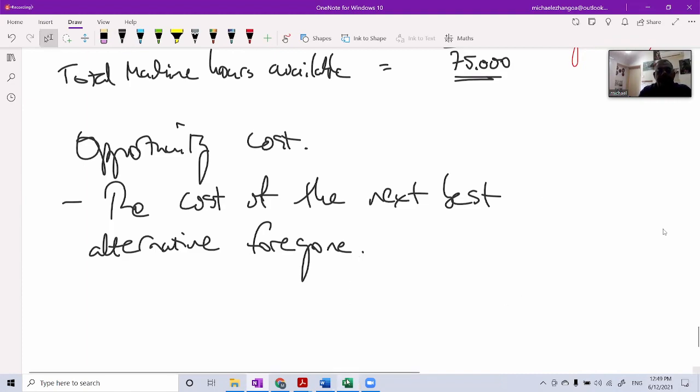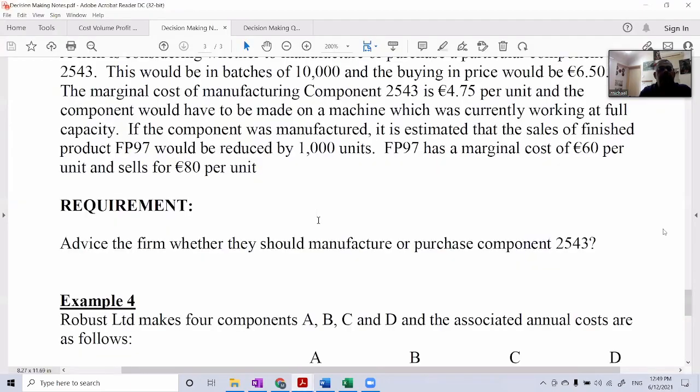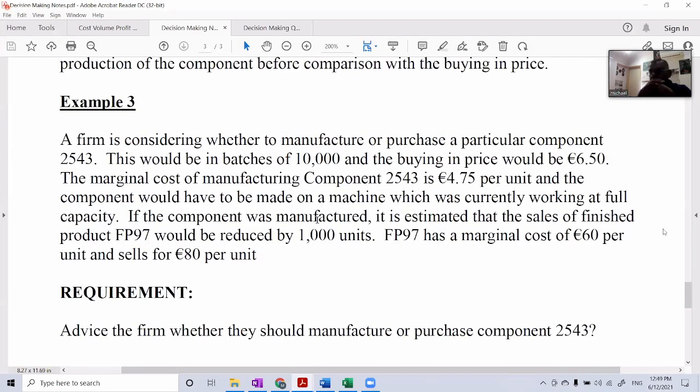Okay, now back to this example 3. It says a firm is considering whether to manufacture or purchase a particular component. The name of the component is 2543. It's a code, I guess. It's in batches of 10,000. Buying-in price will be 650. The marginal cost of manufacturing component 2543 is 475 per unit. The component has to be made on a machine which is currently working at full capacity.